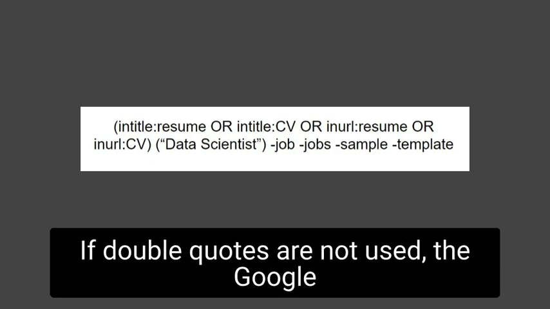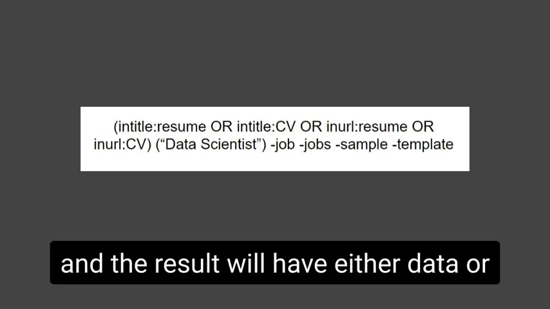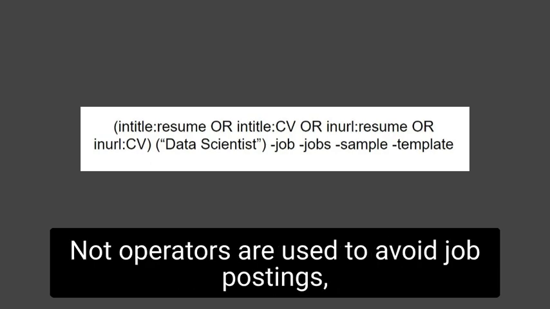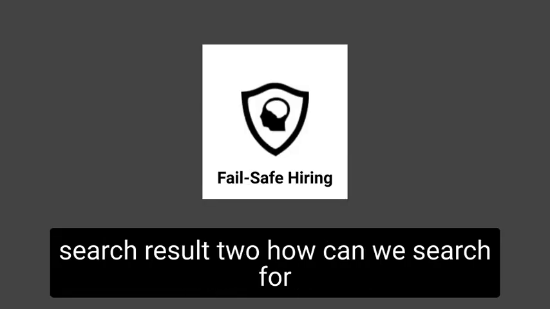If double quotes are not used, the Google search engine will look for data and scientist, and the result will have either data or scientist. To ensure that false positives are removed, not operators are used to avoid job postings, resume samples, and other templates appearing on the search result.